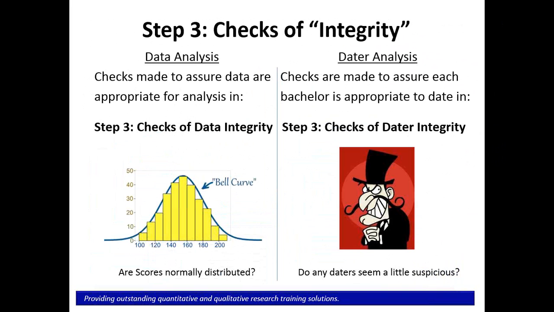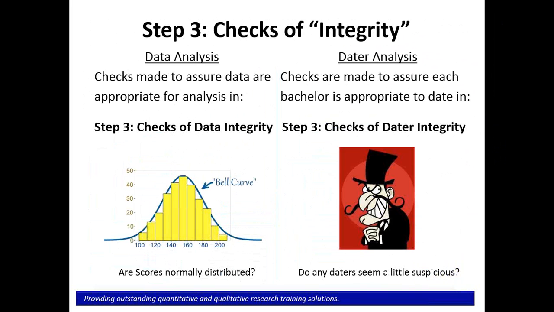Then 3, the checks of integrity. You can imagine, just like in the show, they're very, very important. In data analysis, the checks of data integrity might relate to just asking if any of the data seem a little suspicious, like our friend in the top hat. On the left, under data analysis, the checks of data integrity relate to something such as, are scores normally distributed? That's one of the common ones. We're going to go through that later.